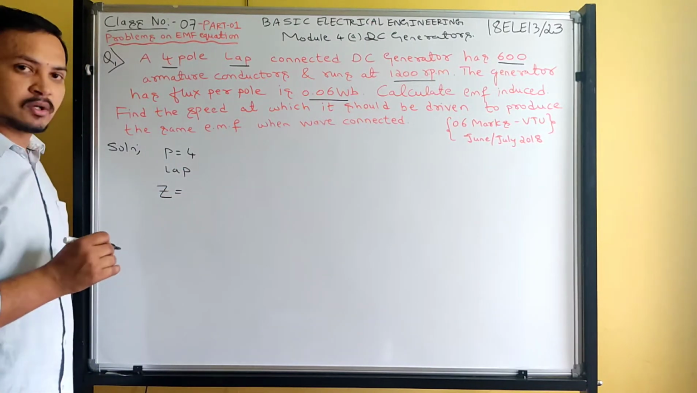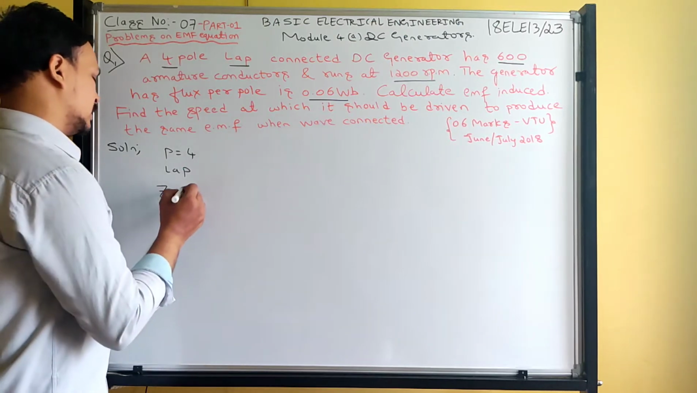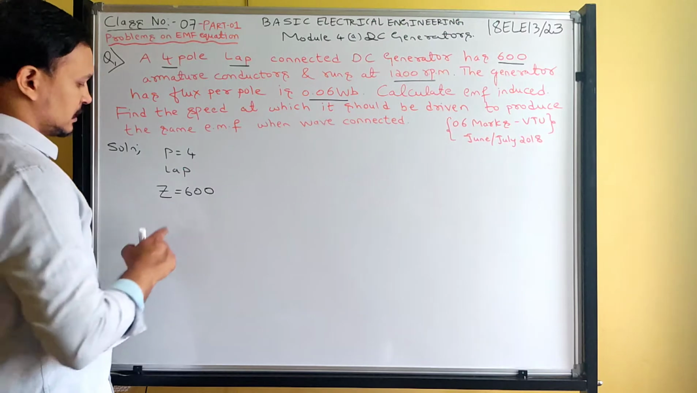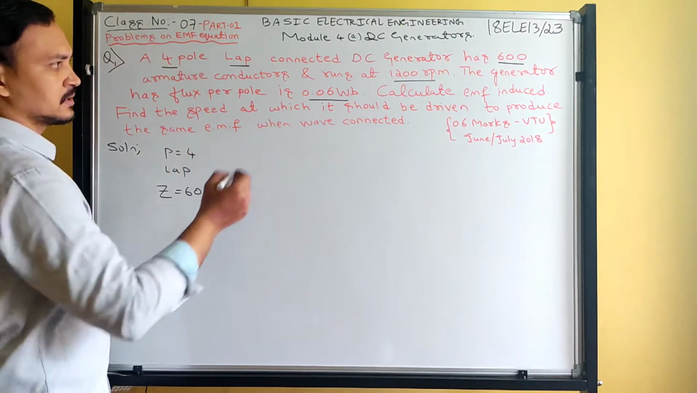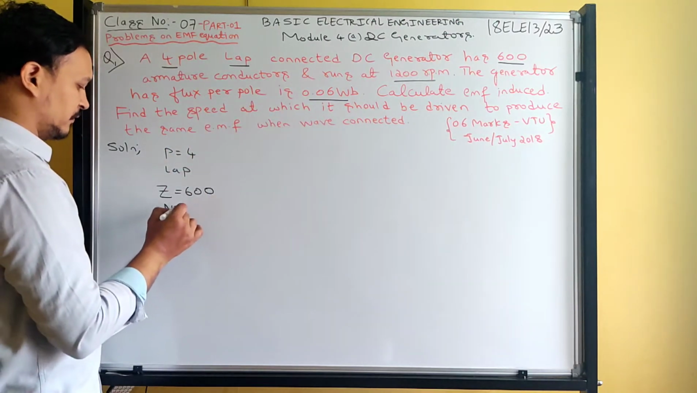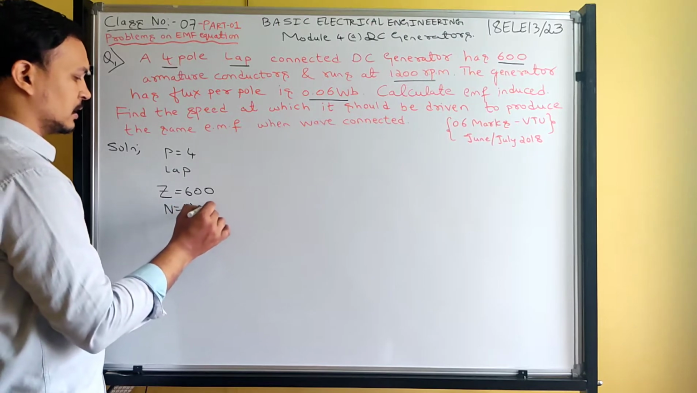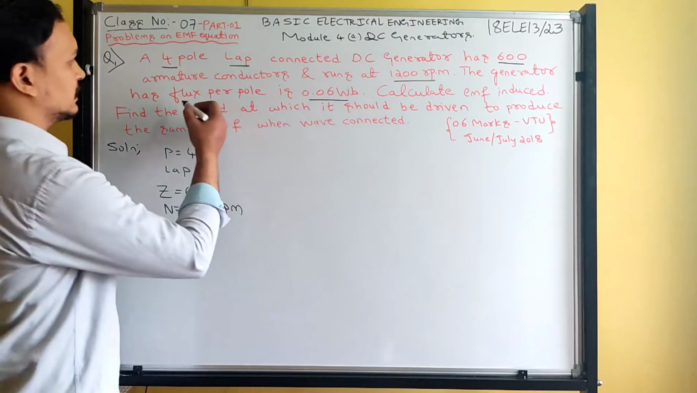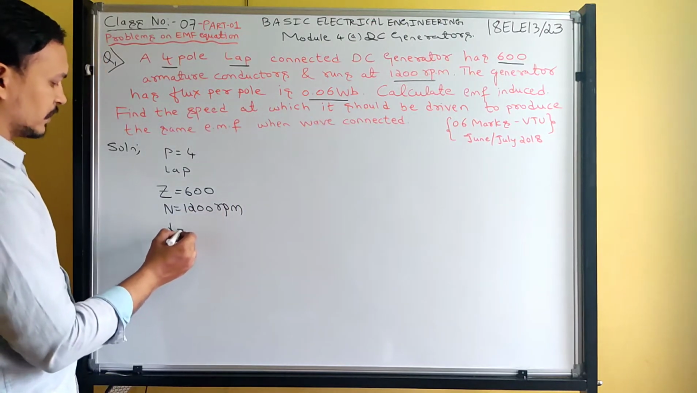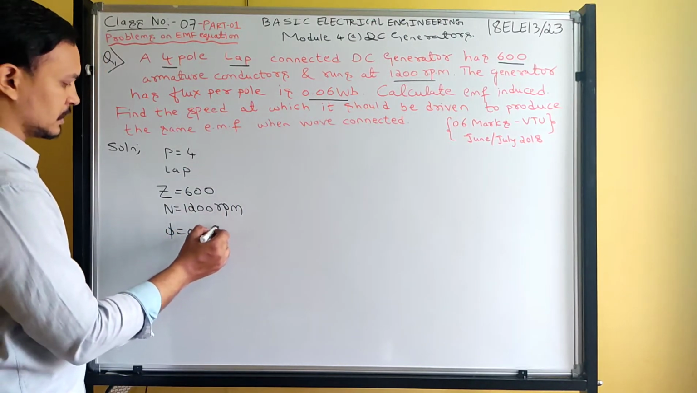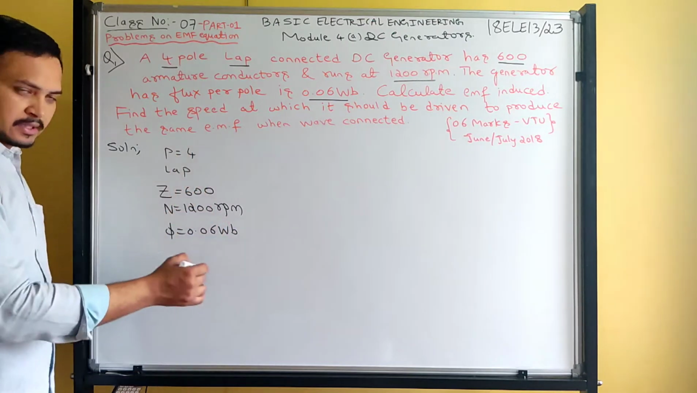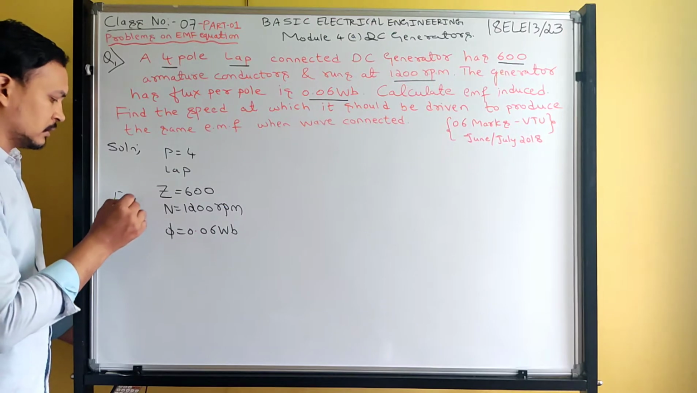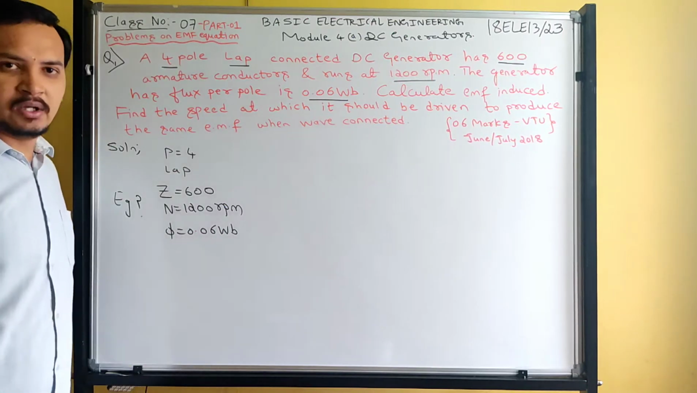The number of poles given is 4, type of winding is lap connected, and Z is nothing but the total number of conductors. All these armature conductors are connected in series, that is 600 conductors, and it runs at a speed of 1200 RPM. And another one is flux per pole, which is 0.06 Weber.